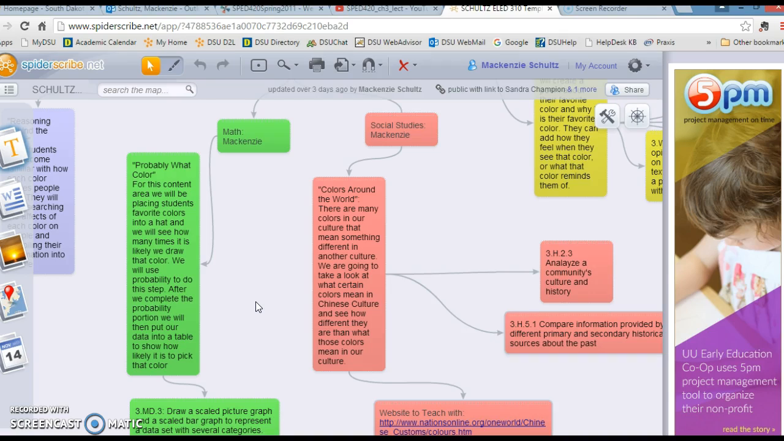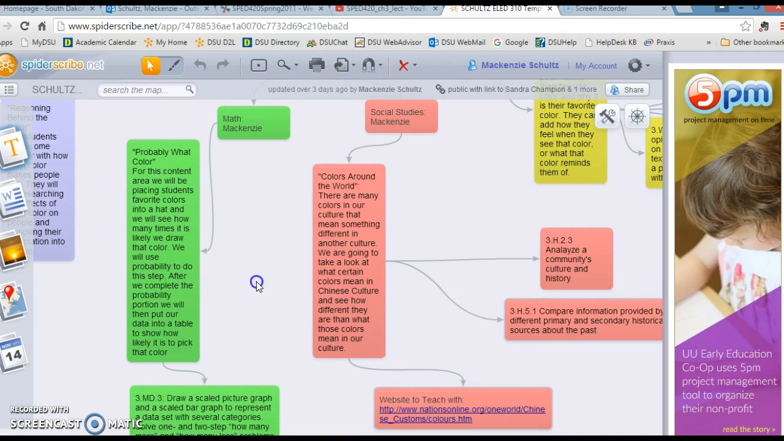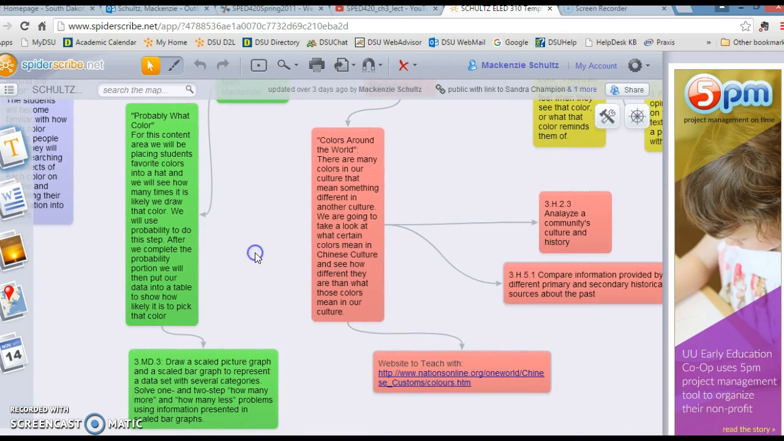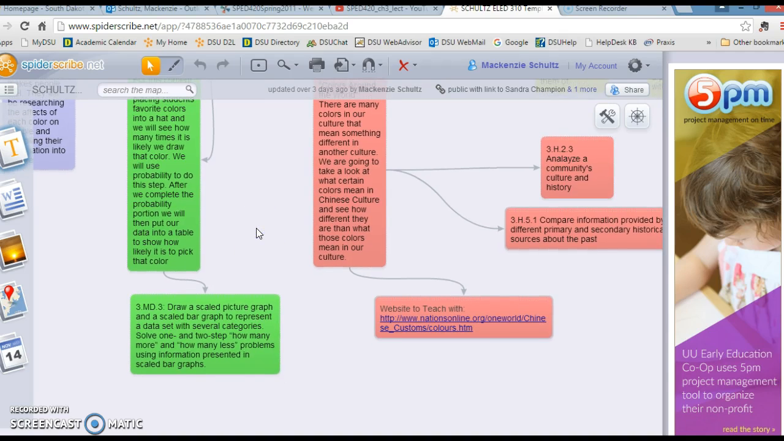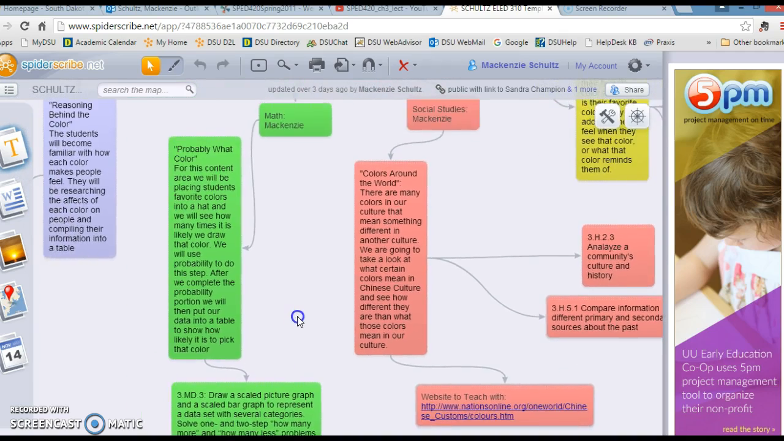But then we're going to do the probability of us drawing each color and how many times we'll draw the color red out of 25 turns, or how many times we'll draw the color yellow out of 25 turns. And then we are going to put that all in a table, and that's going to symbolize kind of our final end result. So our content standard for that is draw a scaled picture graph and a bar graph to represent the data that we saw. So that's kind of what we're going to do for our math.